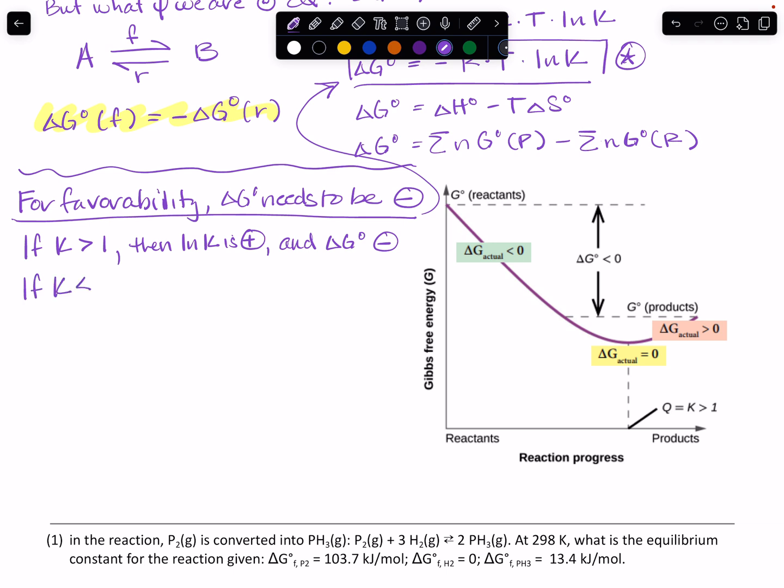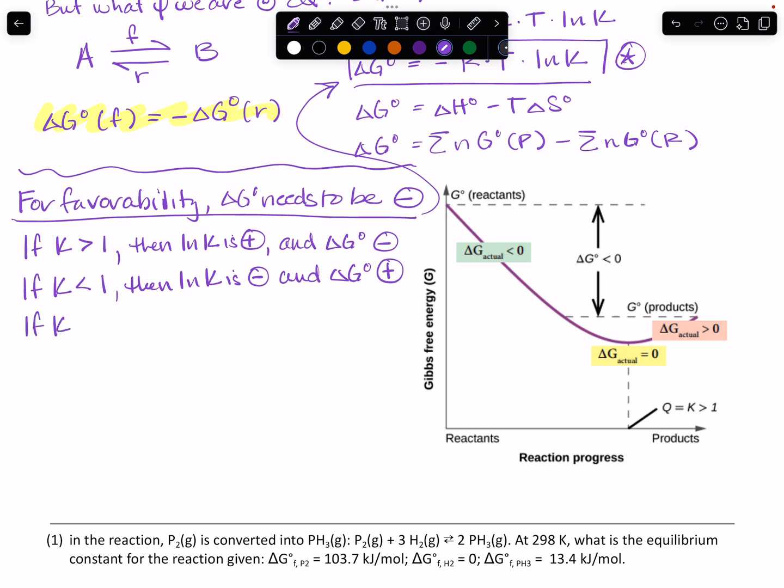If instead your equilibrium constant is less than 1, then the natural log of K is going to be negative and your delta G value will be positive. All right, so if you have more reactants present at equilibrium than products, then that forward reaction is unfavorable and the reverse reaction will be favorable.